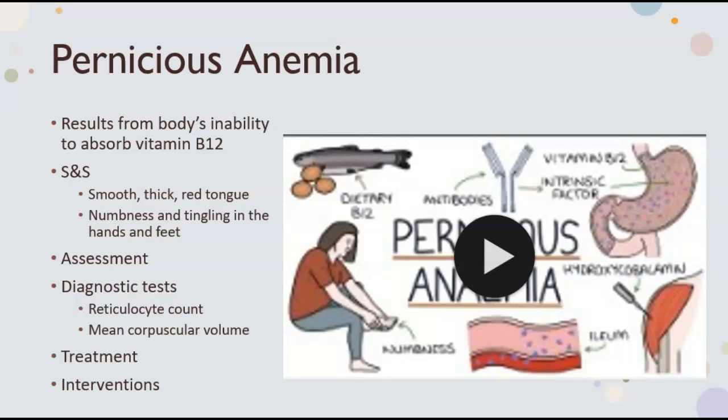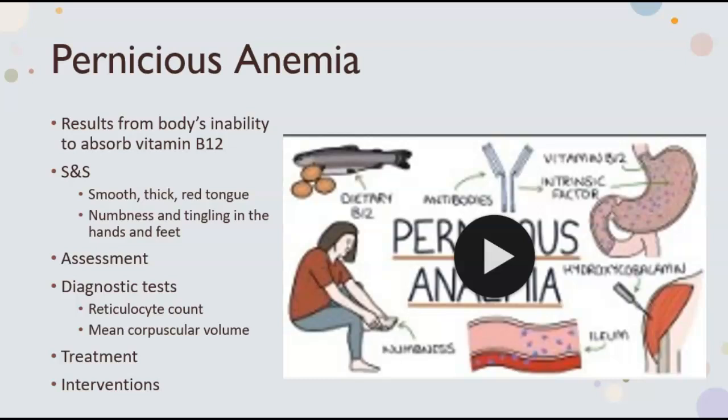Maybe possibly bone marrow aspiration, and then a gastric analysis. So basically this is taking some gastric juices and looking at it and seeing if there's intrinsic factor in it. And if it's absent of intrinsic factor, then that means they have pernicious anemia. And when we watch this video in a few minutes, that will explain the intrinsic factor and stuff.